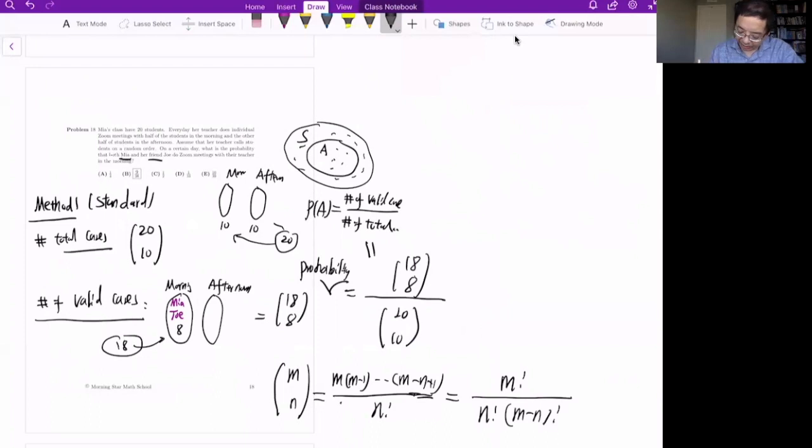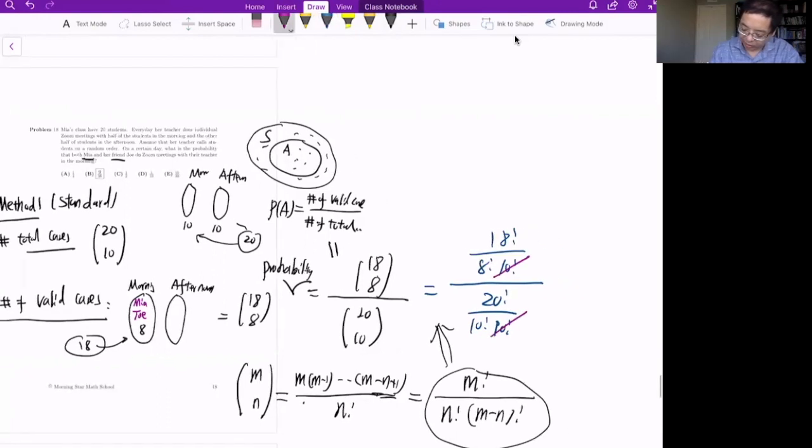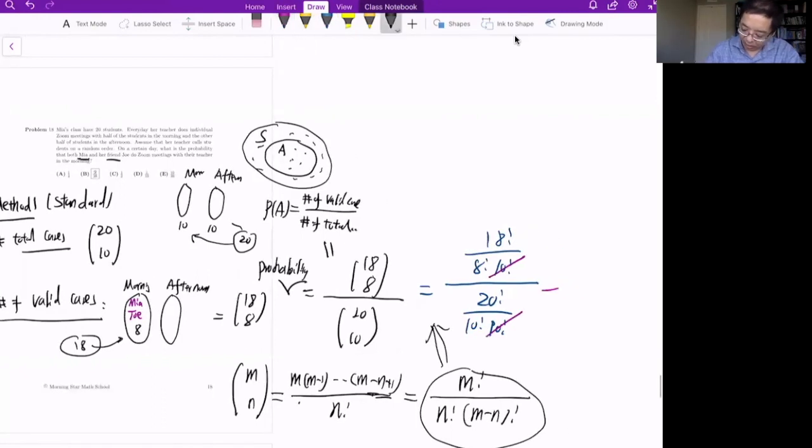Then if I go with this one, you can choose either way, whatever you like. I prefer this one because it's easier for me. So the bottom is 20 factorial over 10 factorial times 10 factorial, and on the top is 18 factorial over 8 factorial times 10 factorial. So the 10 factorial cancel with each other. What I have right here will be 20 factorial times 8 factorial, over 10 factorial times 18 factorial.